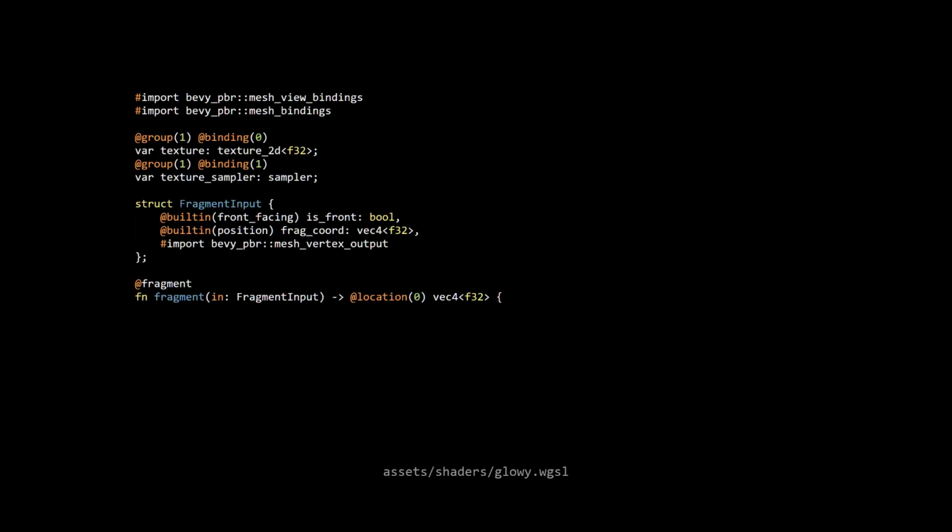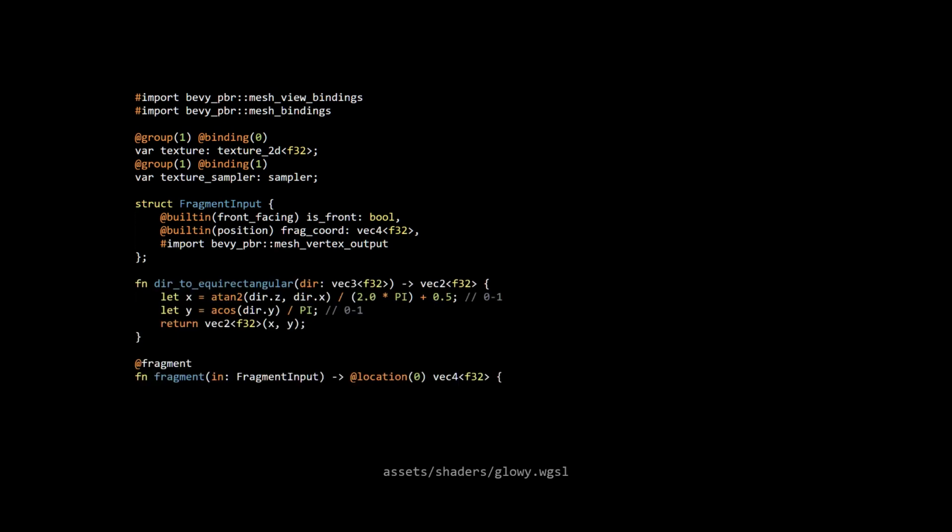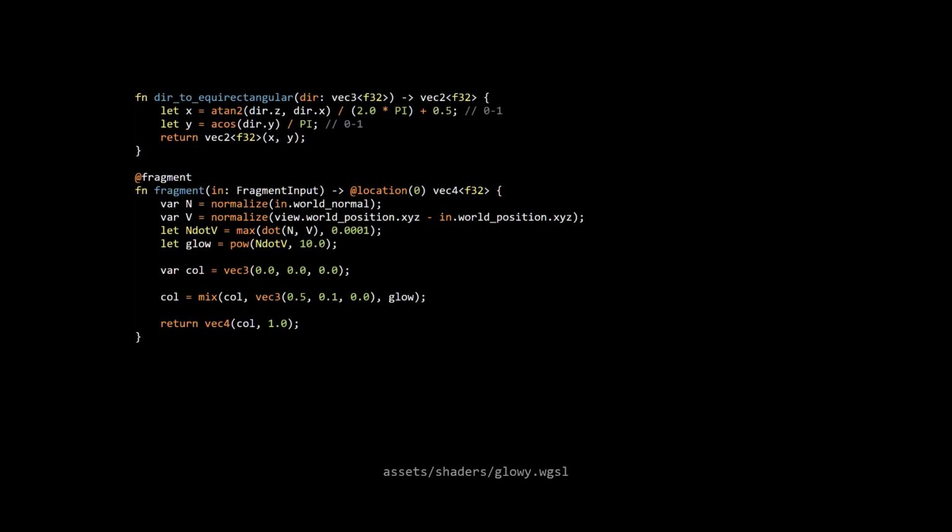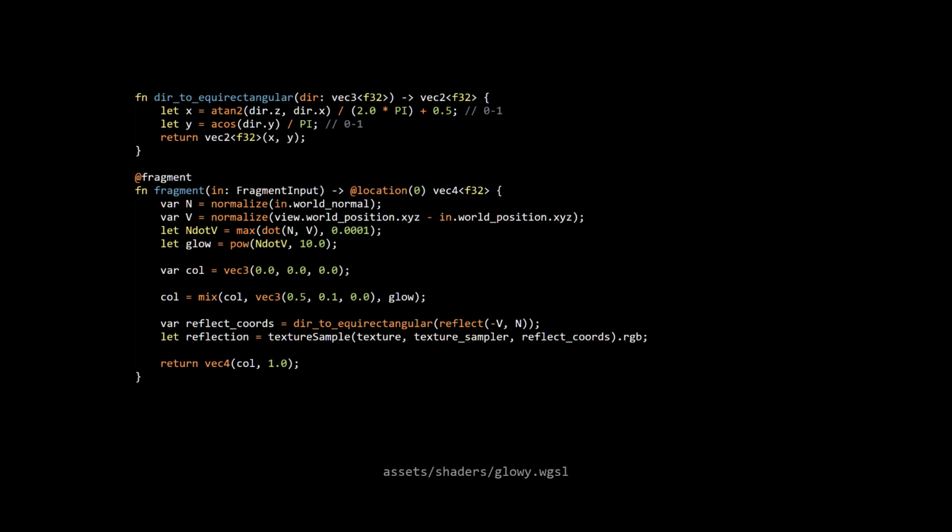To be able to sample the HDR texture, we're going to need to create a function that will take a world direction and return an X and Y coordinate that we can use to sample the HDR image. Next, we'll use a built-in function to calculate a reflection direction and use that to sample our HDR texture.